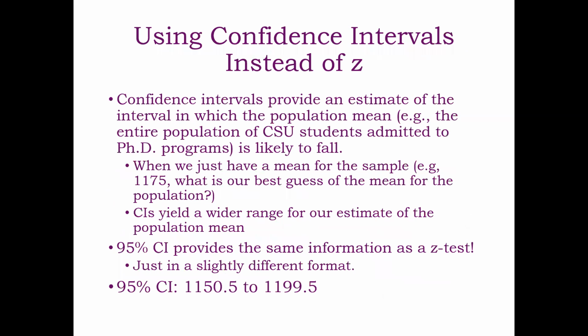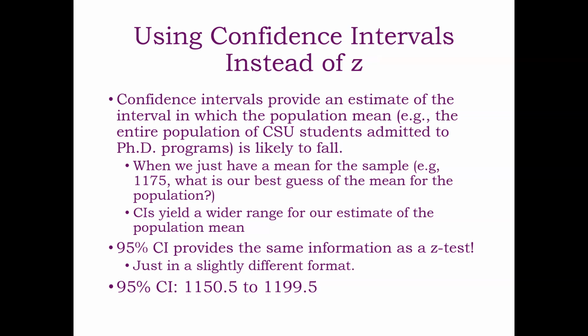If we use confidence intervals instead, confidence intervals provide an estimate of where the population mean is likely to be. When we just have a mean for the sample, what is our best guess of the mean for the population? Confidence intervals yield a range of estimates. The mean is a point estimate, while the confidence interval is a range. The 95% confidence interval gives the same information as the Z-test in a different manner.